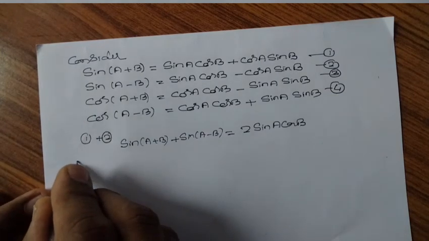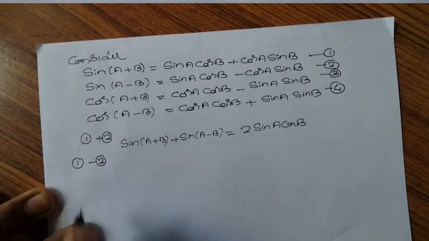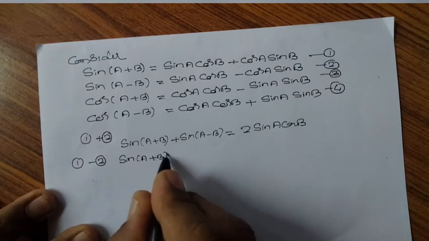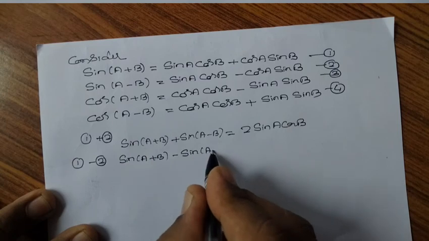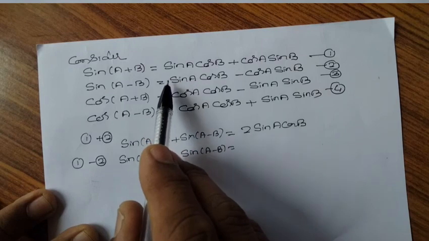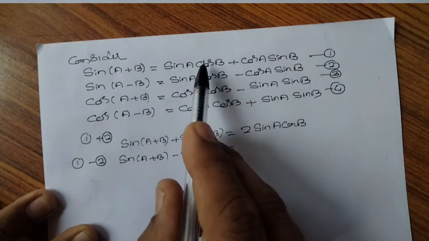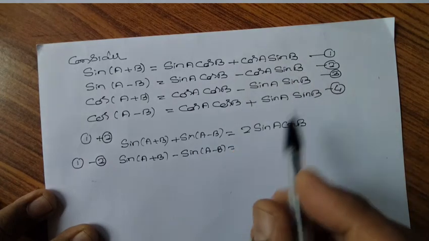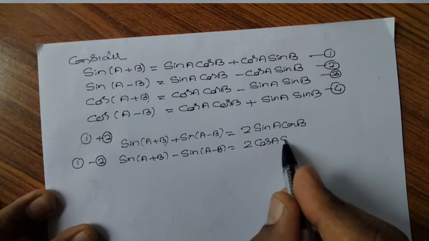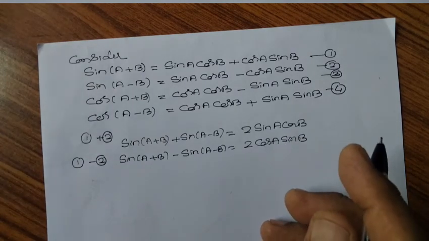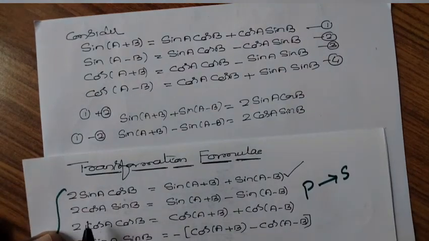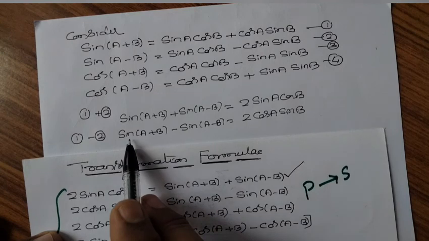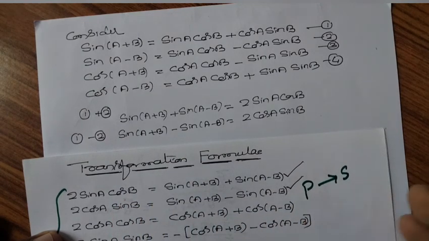Next, we subtract 2 from 1. LHS minus LHS: sin of a plus b minus sin of a minus b equals, on subtracting, this becomes minus sign, this becomes plus. The first term gets cancelled. We are left with 1 cos a sin b and 1 cos a sin b, so we get 2 cos a sin b. Yes or no? So now we get the second result: 2 cos a sin b equals sin of a plus b minus sin of a minus b. So the second one is over.